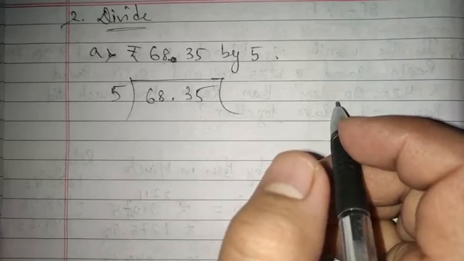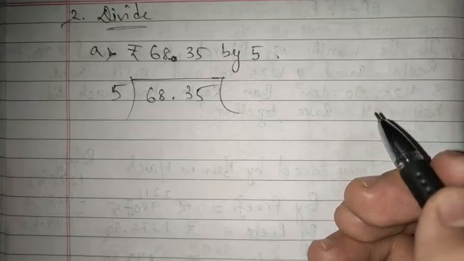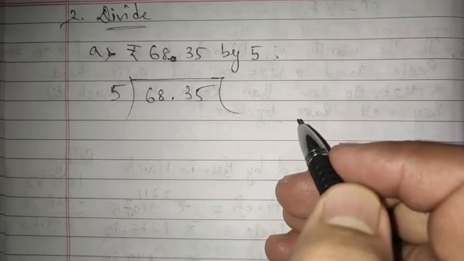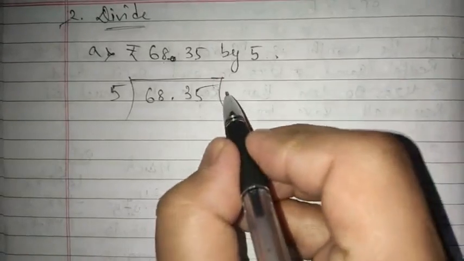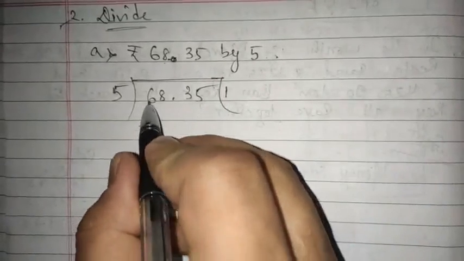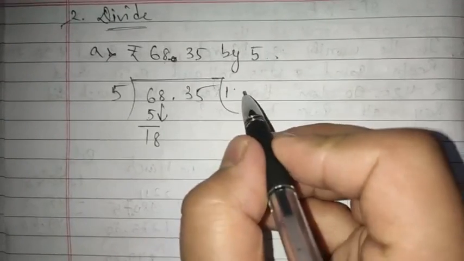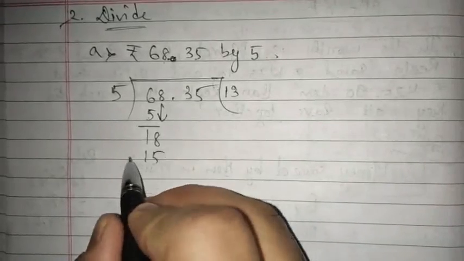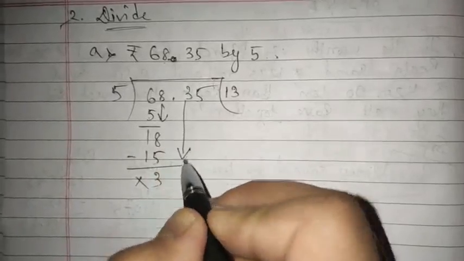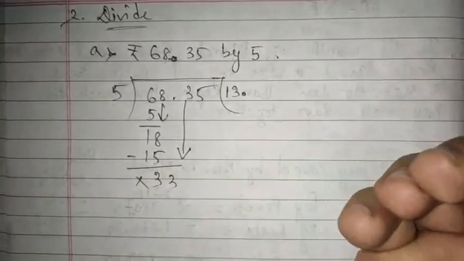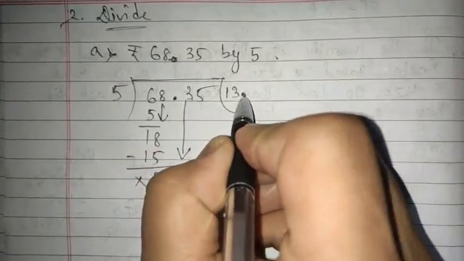The method is similar to the one you used before, where the question was without the decimal. Here you have a decimal, that's the only difference. So let us start. 5 1s are 5, 6 minus 5 is 1, 8 will be below here. 5 4s are 20, not possible, so 5 3s are 15. 8 minus 5 is 3. Now you have to bring this 3 down, but the decimal point also should be given because we are crossing the boundary, so the decimal should be mentioned here.